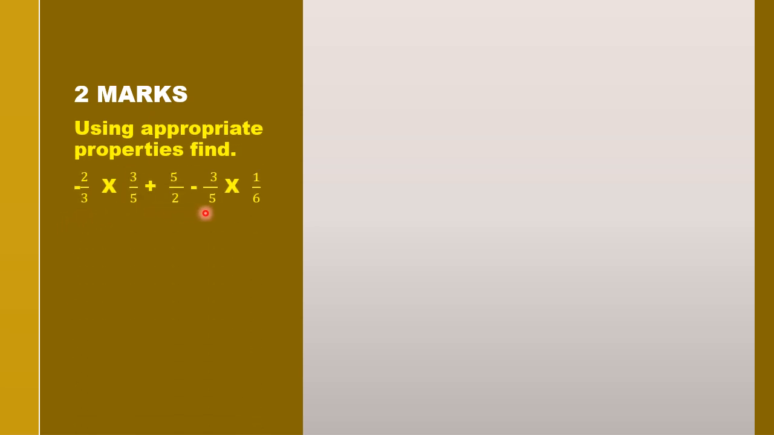Here you can see a cluster of rational numbers along with their operations. Now we are going to find its value using appropriate properties. Here you can see 3 by 5 is in a repetitive mode. It is here 2 times. So we are going to shift this 3 by 5 in the front and 5 by 2 will be shifted in the last. This is called using associative property.